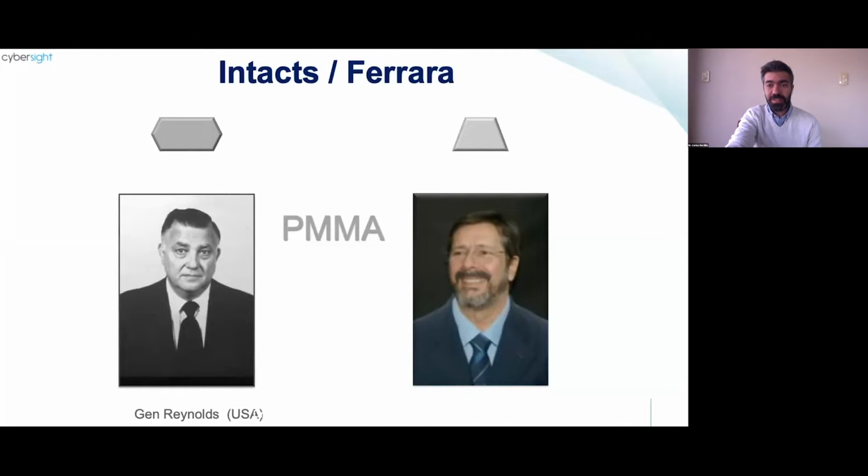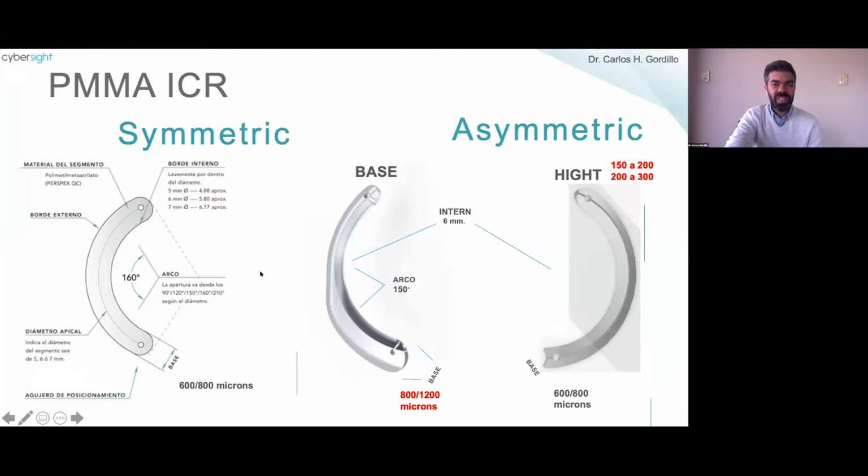I always like to share the faces of the doctors who have been working on different developments, because I think it's easier to remember. I'm going to show you the symmetrical base intracorneal ring. You can see the difference between the asymmetrical base intracorneal ring and the asymmetrical height intracorneal ring. This is what I was telling you before about how to customize the case. Once you identify the topography, you'll be able to choose the ring and customize.